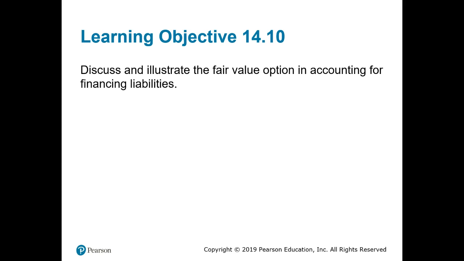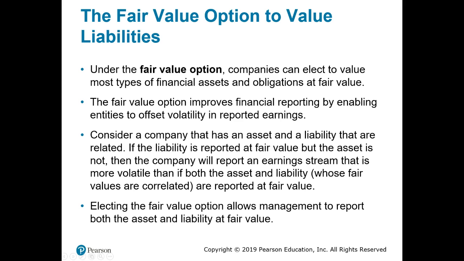We're going to study that more in depth in Chapter 16. But since we're on Chapter 14 and we're talking about liabilities, well, it's time to talk about this one too. As it turns out, you can mark certain liabilities to fair value. Let's take a look. It's called the fair value option, and the company can make an election to record both financial assets and obligations at fair value.